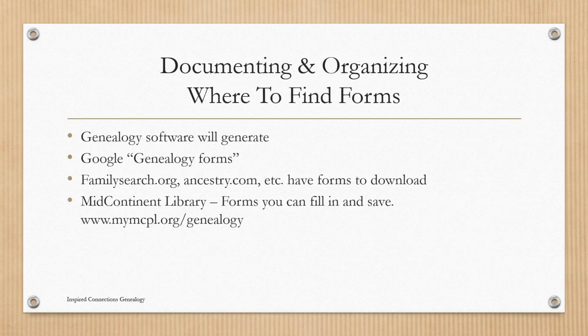So where can you find some of these forms? Well, if you already have the genealogy software program on your computer, many times that software will just generate the forms for you. If not, you can find them by just Googling genealogy forms, and you will find a number of locations where you can get them for free. You can also find them on FamilySearch.org, Ancestry.com. They have forms to download. Also at a number of libraries like the Mid-Continent Public Library in Independence, Missouri, they have forms that you can download and print for free.